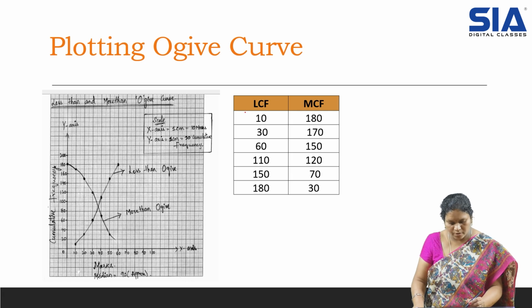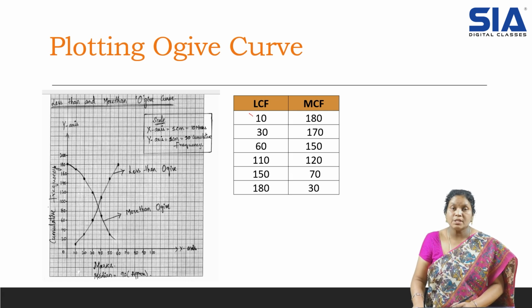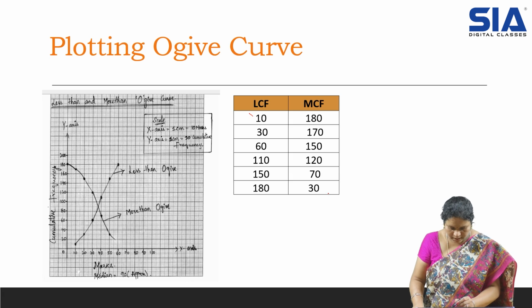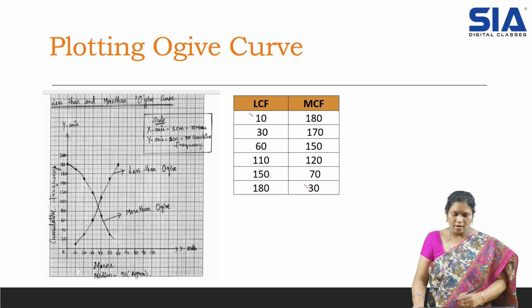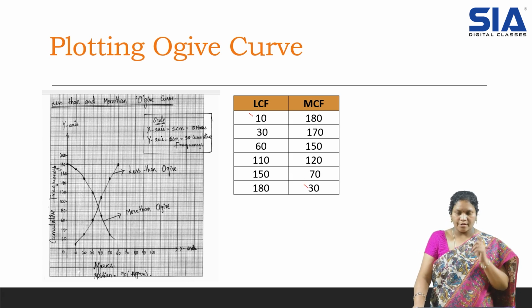What is the least value you have here in LCF? That is 10. And what is the least value in MCF you have? That is 30. So let us consider 10. So 10 is the least, we have to start from 10.